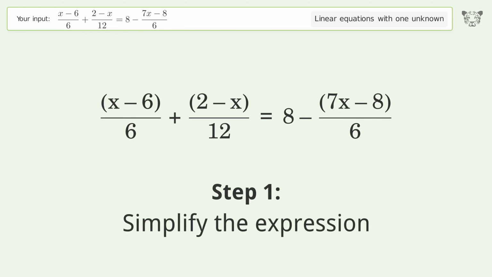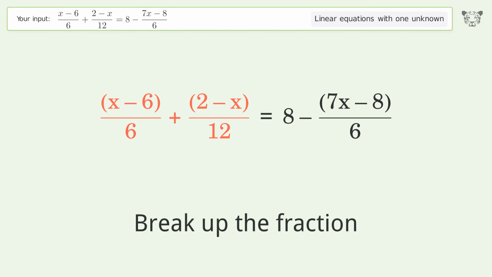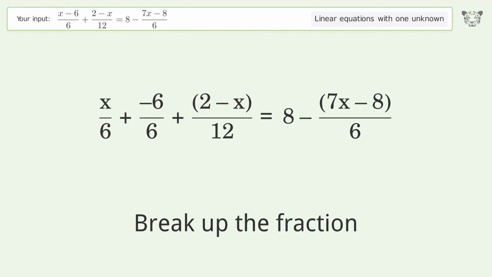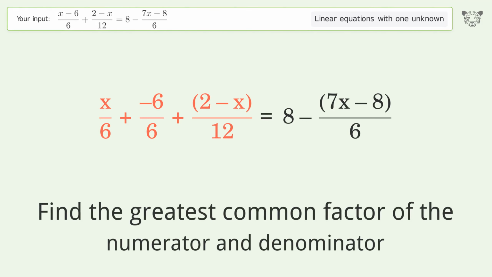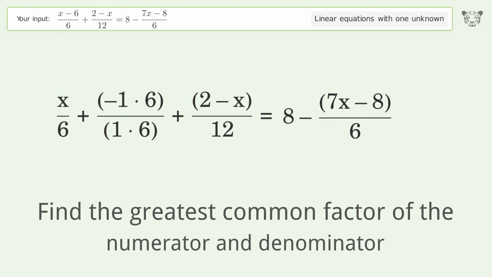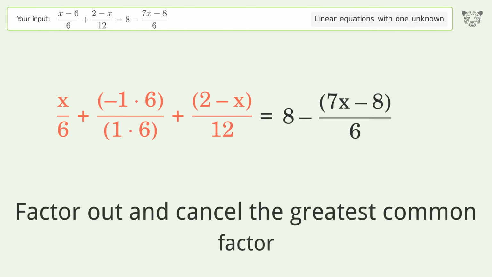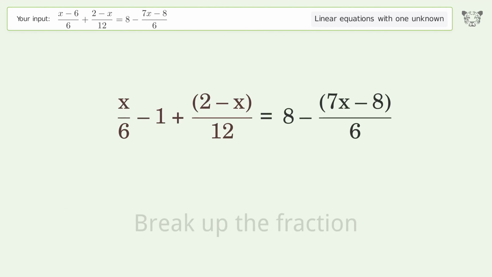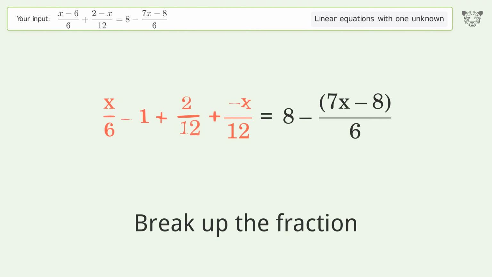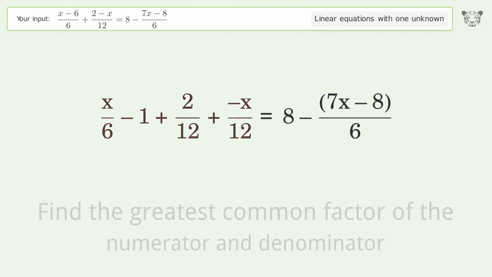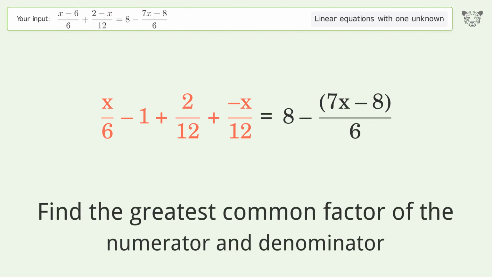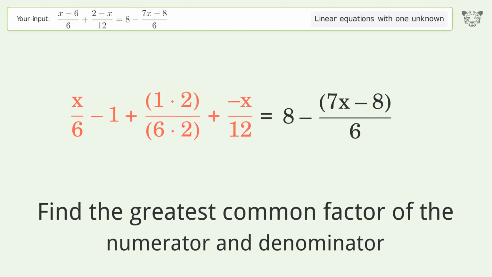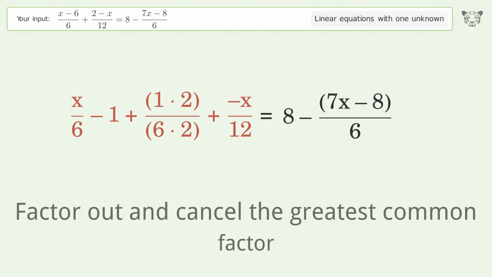Simplify the expression. Break up the fraction. Find the greatest common factor of the numerator and denominator. Factor out and cancel the greatest common factor. Break up the fraction. Find the greatest common factor of the numerator and denominator. Factor out and cancel the greatest common factor.